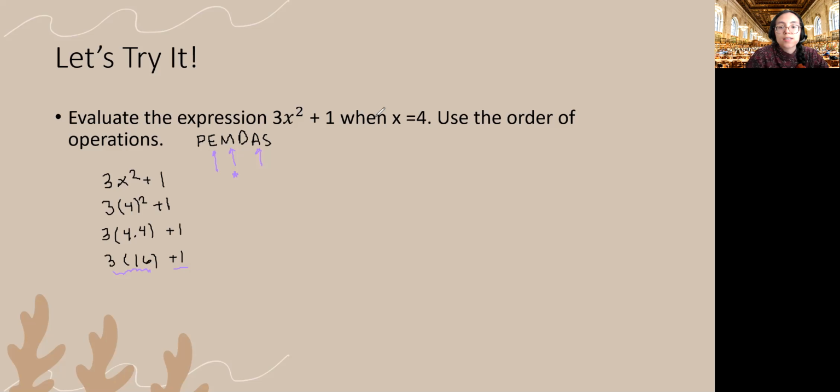All right, let me go ahead and erase this. So we are going to do the multiplication first. So 3 times 16 is going to give us 48 plus 1. Now we can do the addition, so this will be 49.